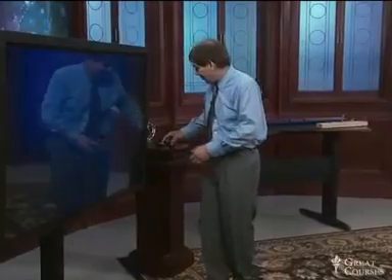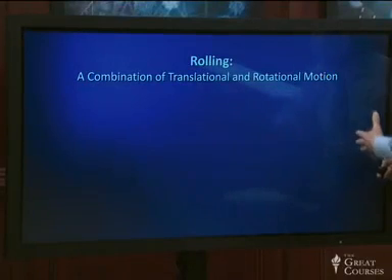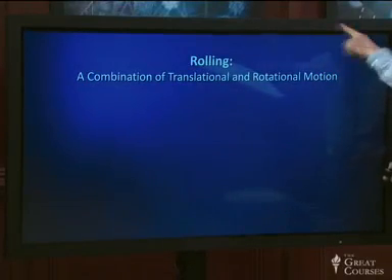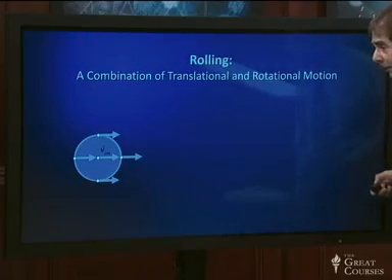And I'm going to do an example of that in a minute, but before I do that, I have to discuss a special case of motion, and that's rolling motion. So let's take a look on the big screen here at what happens when an object rolls. Rolling is a combination of translational motion, motion from place to place, and rotational motion about some axis. Here's a way of looking at rolling motion.